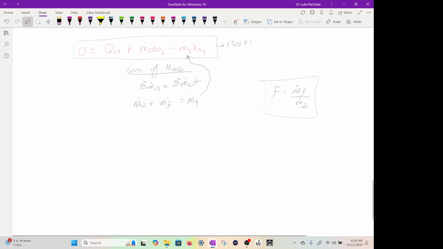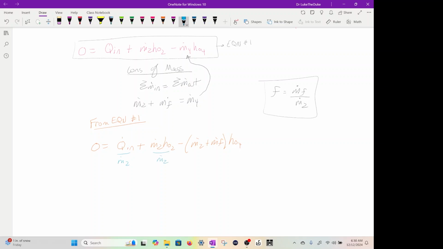From equation number 1, 0 equals Q dot in plus m dot 2 h naught 2 minus m dot 2 plus m dot f times h naught 4. All right, now we're going to divide each term by m dot 2, and that's where we get the f. That's what the f is.